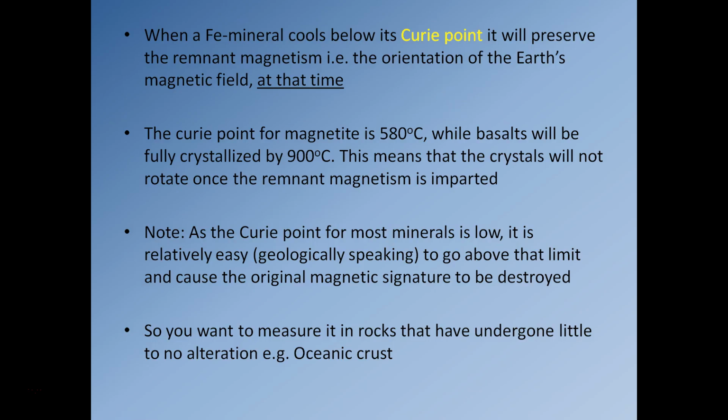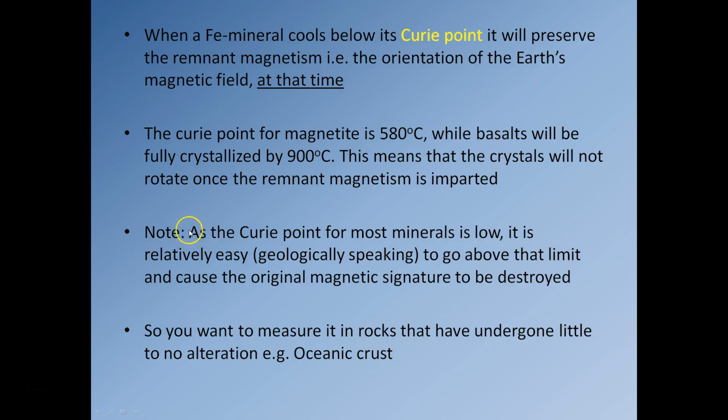So this means that the magnetite crystals and the remnant magnetism they retain can never change direction, because the seafloor doesn't get deformed. So essentially that means when we come along later and we measure the magnetism in these iron minerals that are in the basalt, we know exactly the orientation of the Earth's magnetic field at the time that that rock passed the Curie point.